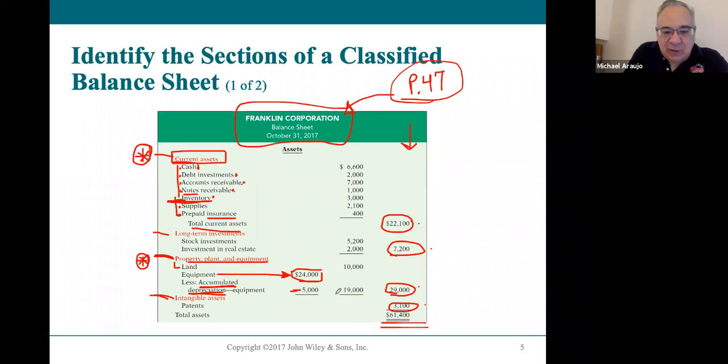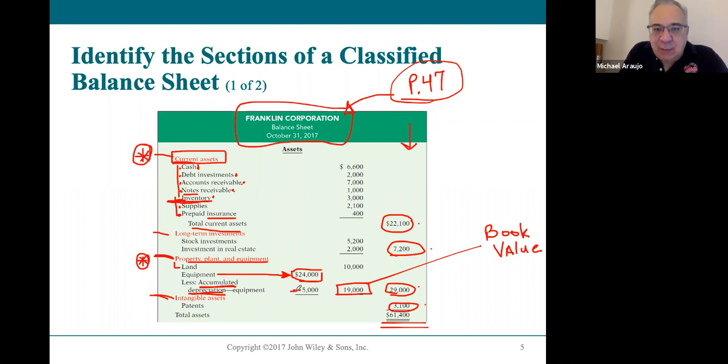So what's left of the equipment is called a book value. You might have already heard that term at some point in your life. The book value is simply the original price that we paid for the asset minus how much of it we've already expensed, accumulated depreciation, over time, leaving the book value. And you're going to be hearing a lot about that.